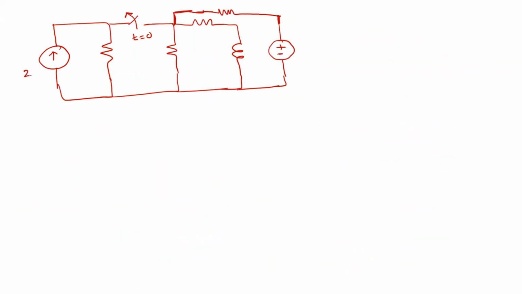So this is 2 ampere. This is 12 ohm and this switch is open at t equal to 0 and you have 20 ohm. So this is 6 ohm and this is, I think this is visible, right? This 5 ohm resistor and you have this 0.5 Henry and here you have 20 volts.